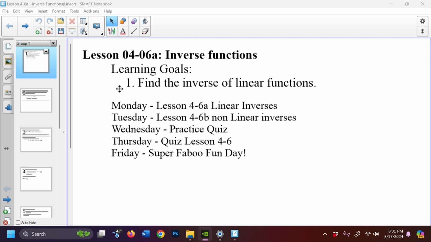I just wanted to do a quick lesson here and give you some examples. Today we're going to talk about finding inverses of linear equations. This week, fairly easy week. We're only going to do one lesson. We're going to talk about linear inverses today and nonlinear inverses tomorrow. We'll do a practice quiz on Wednesday, and then on Thursday we'll have a quiz over just one lesson, and then on Friday we will do Super Fabu Fun Day as we get ready to go into spring break.